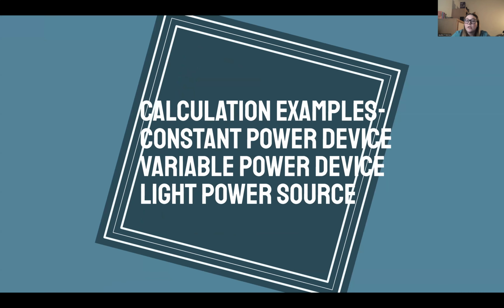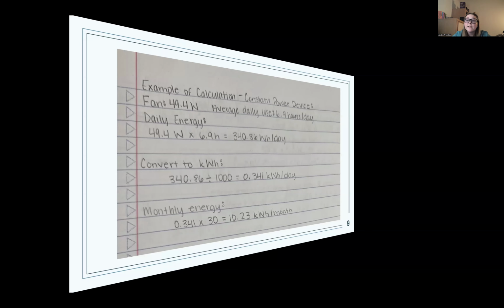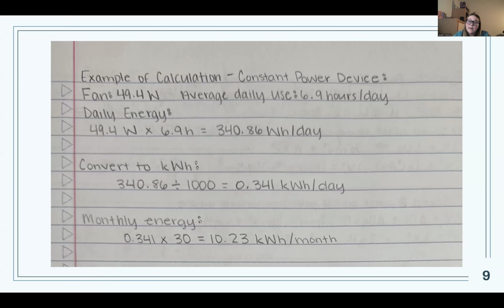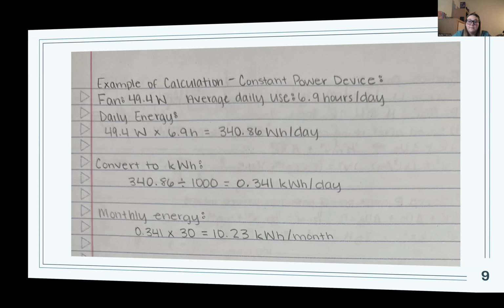So here are some calculation examples for a constant power device. The example is my fan. So I calculated the average daily use, which I added up all the hours and then divided by 7. So it's watts times hours, which gave me Wh per day. And then I converted it to kWh. And then I multiplied it by 30 for the monthly energy.